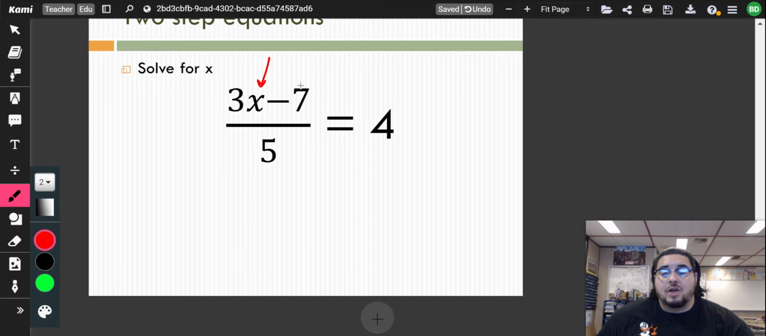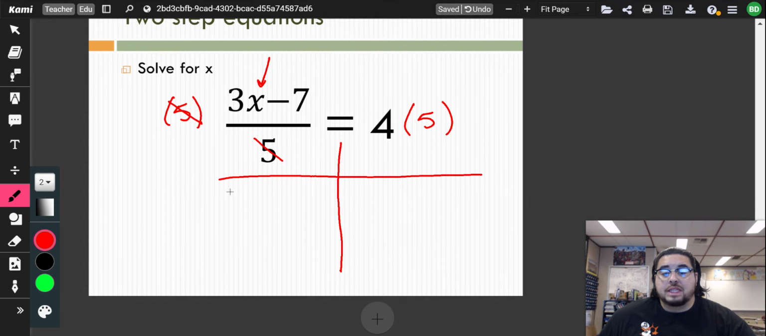That means this is all together. So I need to actually get rid of the 5 first before I can do anything with that top of the fraction. Okay, so again, I have to get rid of the 5 before I can do anything with the numerator. So to get rid of dividing by 5, I'm going to multiply by 5. If I do it on one side, I have to do it on the other side. The 5's are going to cancel out, and the numerator of the fraction is what's left over. 3x minus 7 comes down.